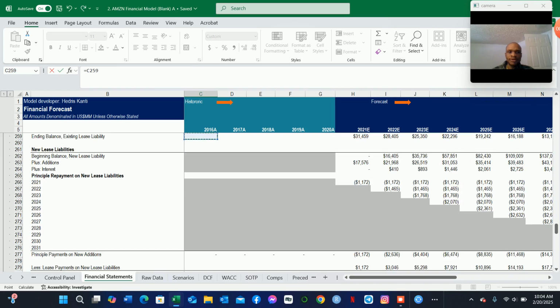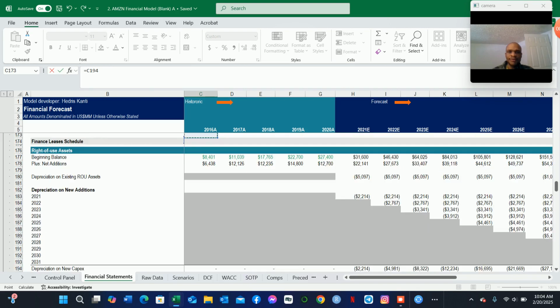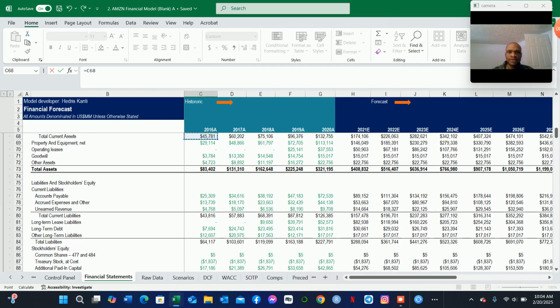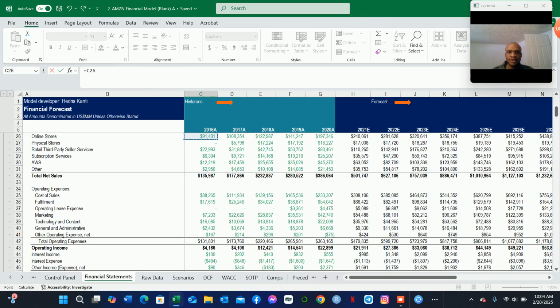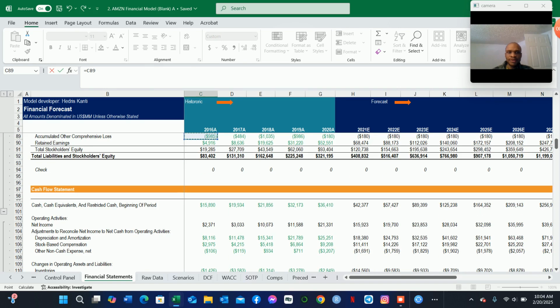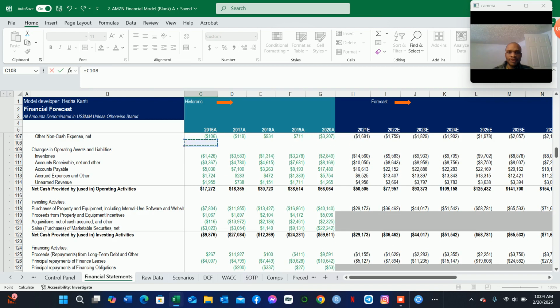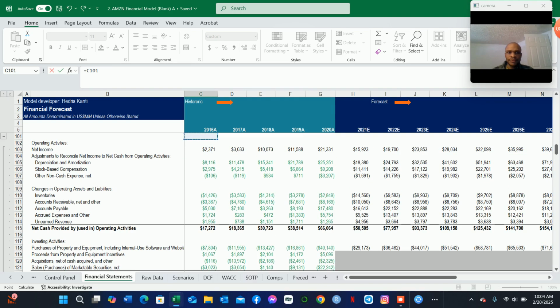So we grab that from the cash flow statement, under the operating activities of the cash flow statement. So other non-cash expenses, you can grab that from here.